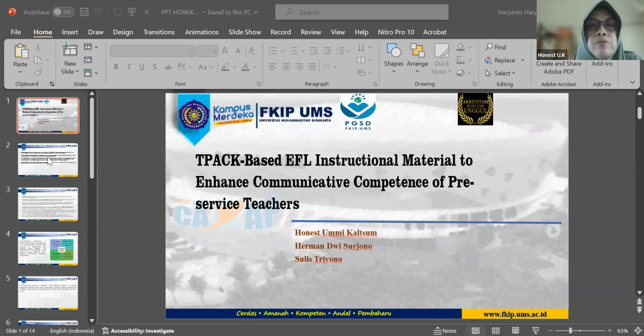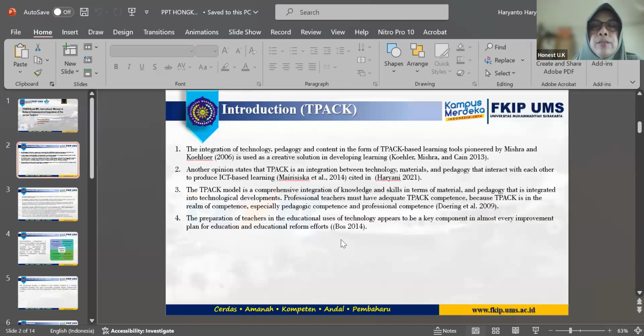Well, first I would like to start by showing you the introduction as it refers to the title. The title is TPACK-Based EFL Instructional Material to Enhance Communicative Competence of Pre-Service Teachers. So first I would like to discuss TPACK. Here I divide it into 4 points. The first is the integration of technology, pedagogy, and content in the form of TPACK-based learning. The tool was pioneered by Mishra and Koehler, 2006. It is used as a creative solution in developing learning.